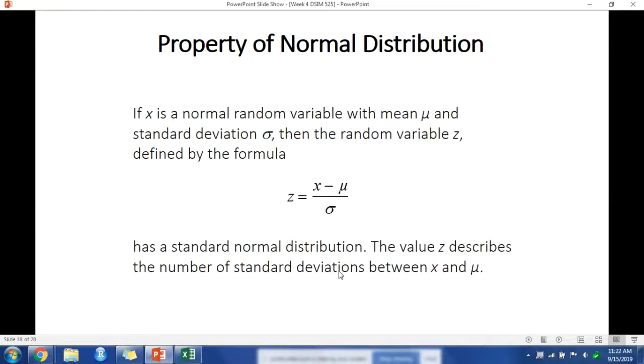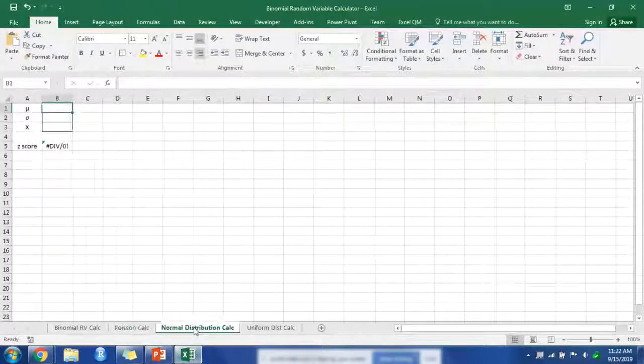When we do hypothesis testing, we're going to have to find a z-score or t-statistic in order to calculate our p-value. And this formula is what we utilize to accomplish that. I've created a calculator here that will help you calculate your z-score. You just need the mean, the standard deviation, and your x value.